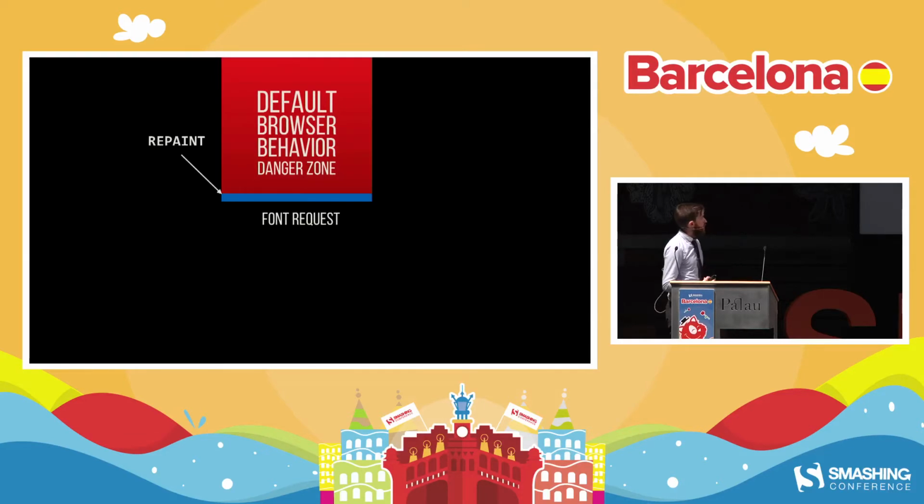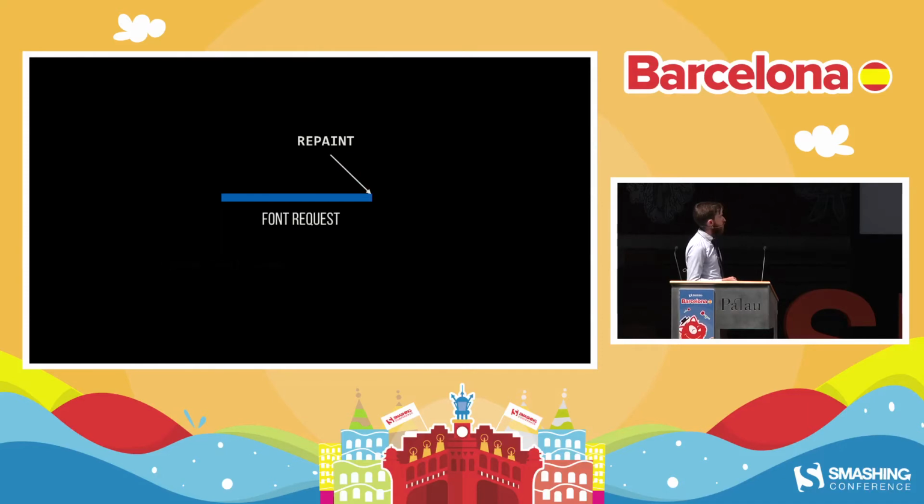So this is what it looks like without the CSS font loading solution. We repaint at the beginning, usually with invisible text, when the font request triggers. And then we have this invisible text danger zone here that we want to kind of avoid. So what the CSS font loading API allows us to do is we know when the font has loaded successfully. We know the font has returned.